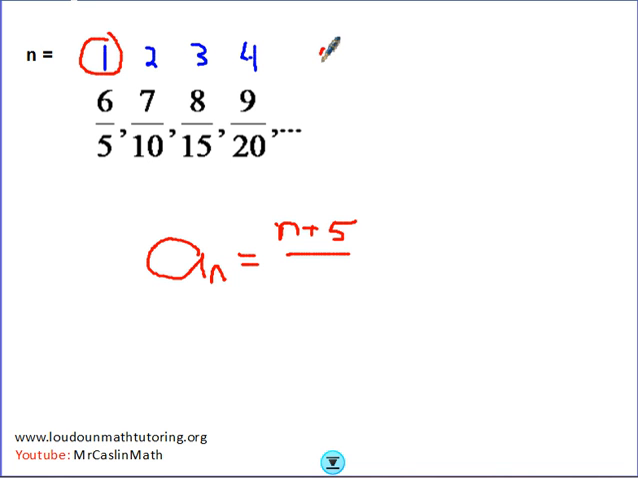So if I was the fifth number in the sequence, that would be 10. It looks like that pattern holds up. Now how do I get from the sequence number to the denominator? 1 to 5, 2 to 10, 3 to 15, 4 to 20. It looks like I'm taking the sequence number and multiplying it by 5. So this sequence is not arithmetic or geometric because you've got an addition involved and a multiplication involved. But there's still a pattern: n plus 5 over 5n. That's probably the simplest way to describe this.